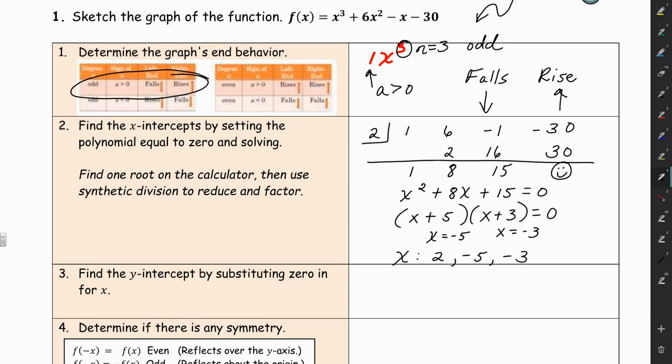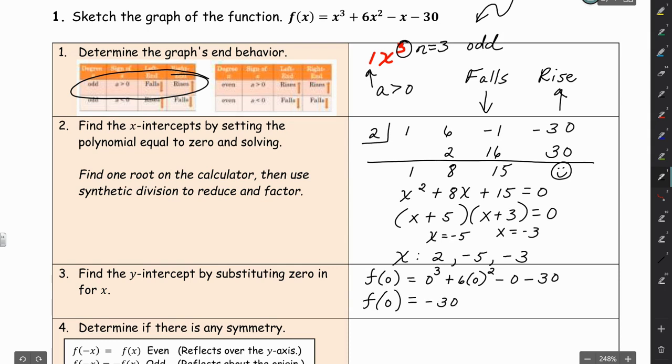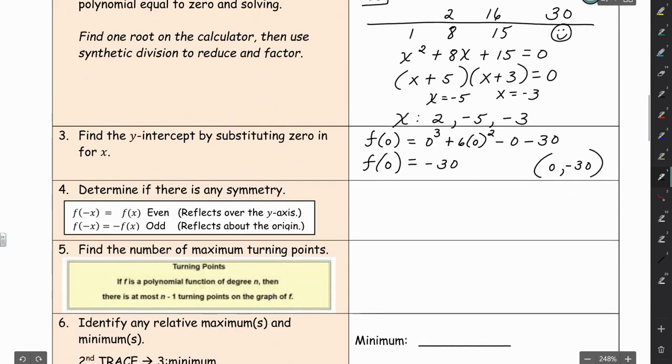Right, now the next step says find the y-intercept by substituting 0 in for x. So all we're going to do is replace x with 0 everywhere in our function. And when we do that, we get a value of -30. So that means that we have a coordinate at 0, -30. It's helpful when we sketch our graph.